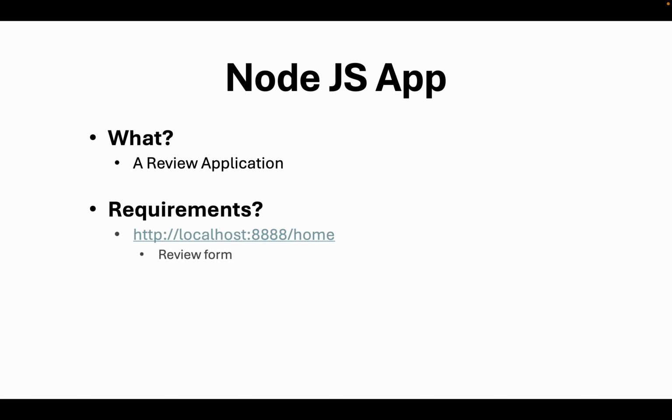So what are the requirements? We will have one route at HTTP localhost on port 8888, on which we will show a review form where the customer can fill up the form and post the data to the server. The server will read that data, and then we will return the user to the review link or review route, where we can display all the reviews that have been posted.